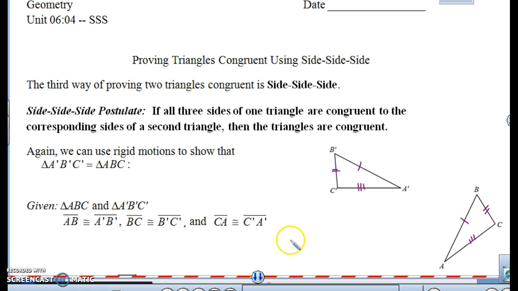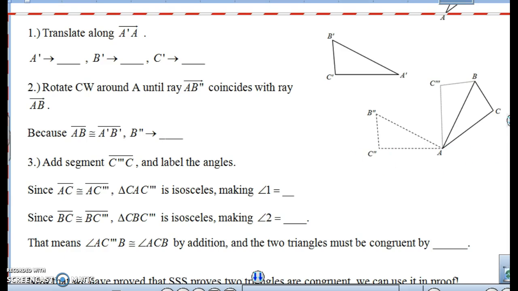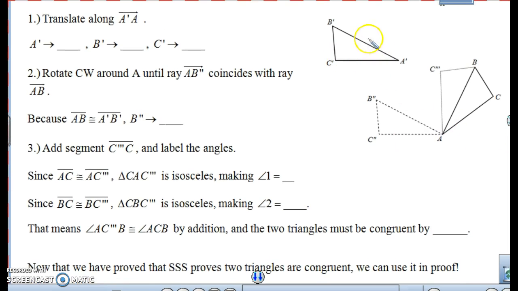Now, we're actually going to use rigid motion to prove that this triangle will line up perfectly to this triangle. So let's try it out. Let's do the same thing that we just did for the previous ones. Again, we said that AB was congruent to A prime, B prime, BC was congruent to B prime, C prime, and AC was congruent to A prime, C prime. So those three sides are congruent. So let's use translation along A prime A. It's the same thing we've been doing with the other ways, so let's try it with this.